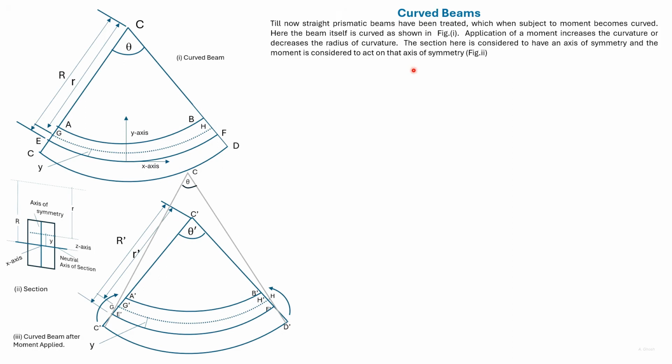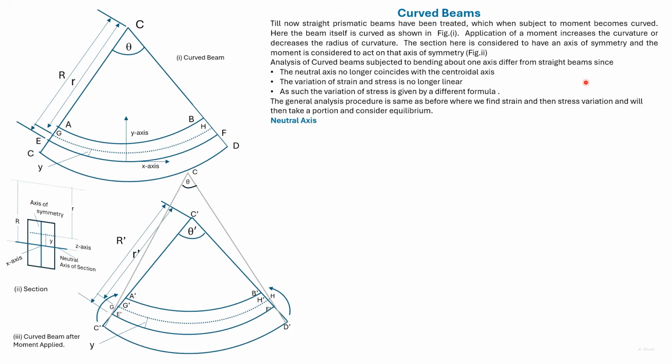There are 3 noticeable differences between curved beams and straight beams. With curved beams, the centroidal axis and the neutral axis do not coincide. Also, with curved beams, variation of stress is not linear. The variation of stress is given by a different formula compared to straight beams.